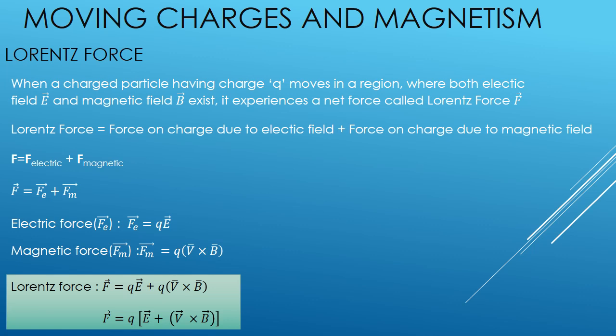So from these two equations we can write the expression for Lorentz force. That is, it is a sum of electric force and magnetic force. If you substitute the expressions of Fe and Fm, you will get the expression for Lorentz force as F is equal to QE plus Q into V cross B. If you take Q as a common factor, it will be F equals Q into E plus V cross B.